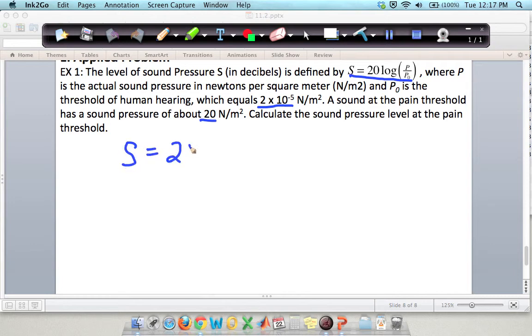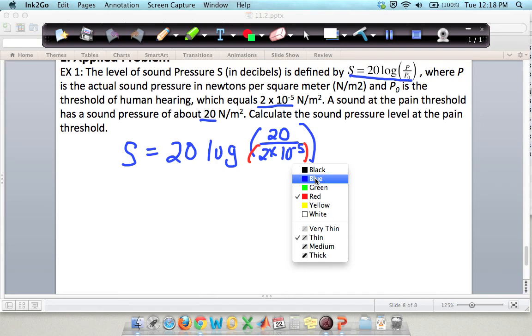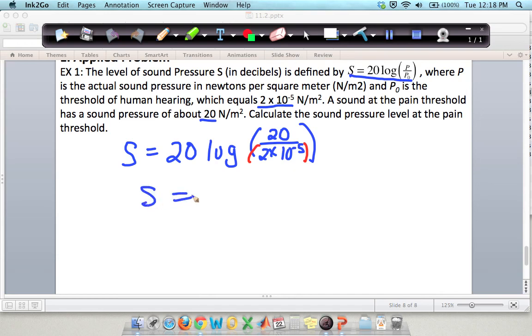So I'm given P and P sub 0. P is 20, and P sub 0 is 2 times 10 to the negative 5. That's just written in scientific notation. Find S. You should be able to put this into your calculator exactly as it is. There's no base written here, which means it's base 10. So just type in 20, hit your log button, parentheses, 20 divided by, and then put in parentheses 2 times 10 to the negative 5 power, and end with 2 parentheses. And when you do that, you should get a nice whole number of 120, and the unit for this is decibels.